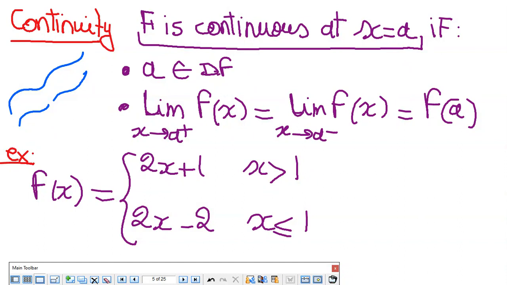Let's say I want to see if I can continue graphing. I'm trying to graph, and I have this point A. If the limit at A minus is 1, at A plus it's 1, and at A it's 1, I can join the points and there is continuity.